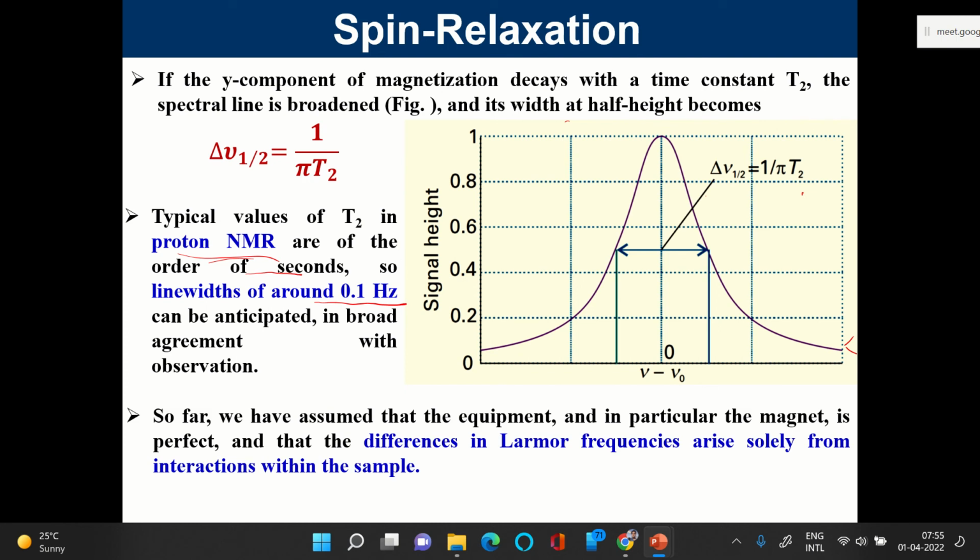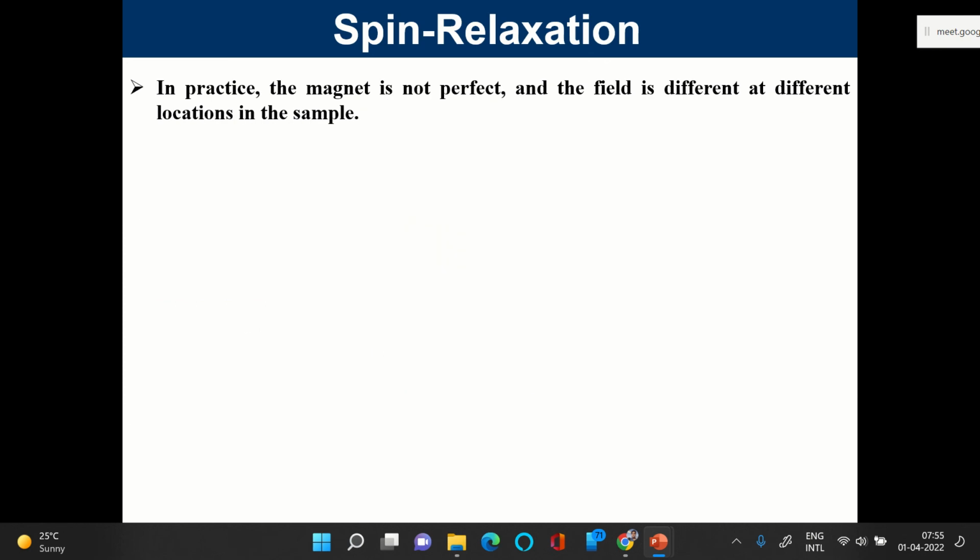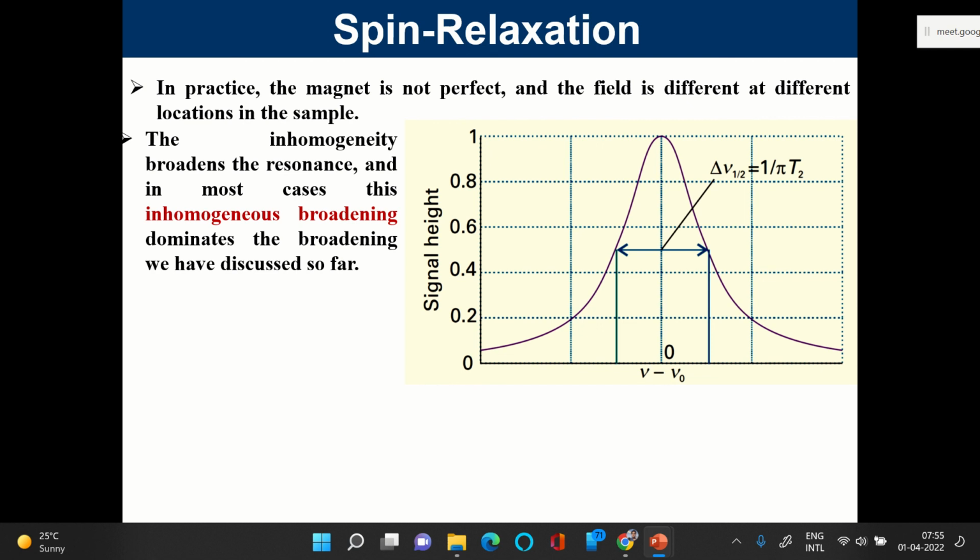All our discussions so far assume that the magnet is perfect, and differences arise solely from the interactions of the magnetic nuclei with each other. But the magnet is not always perfect, and the field can be different at different locations within the sample compartment, so inhomogeneity does arise, and there is line broadening due to this inhomogeneity.